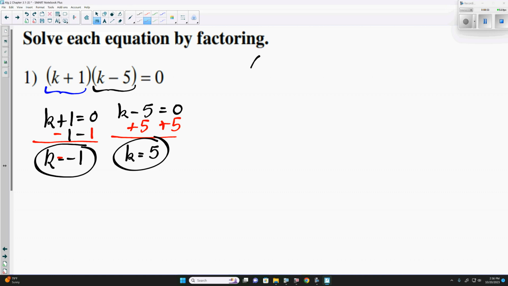So let's check it. I can replace k with both values, and we'll see if this equals 0. Negative 1 plus 1 is 0. Negative 1 minus 5 is negative 6.